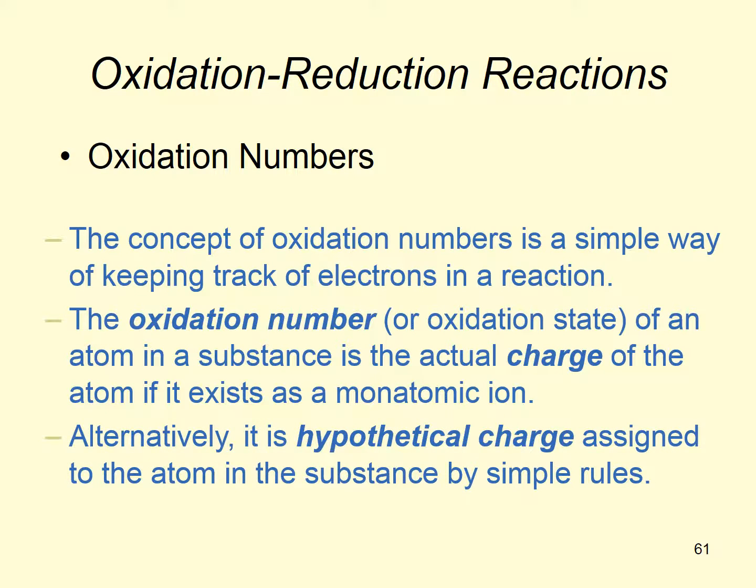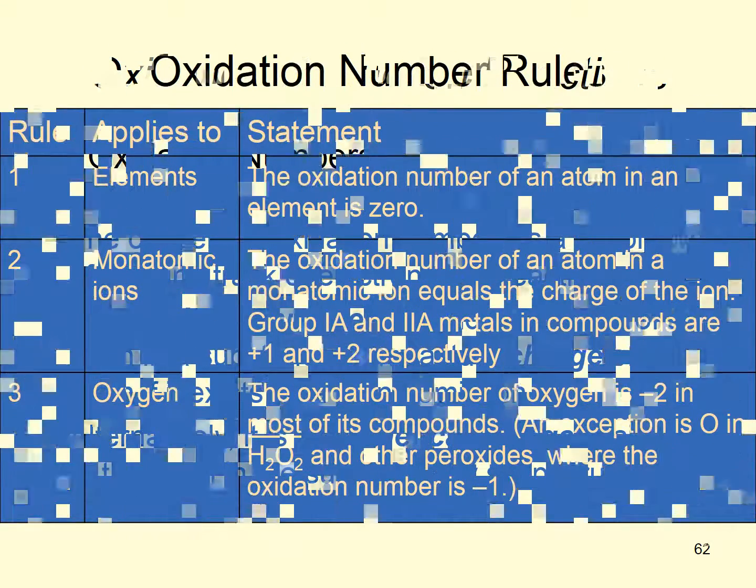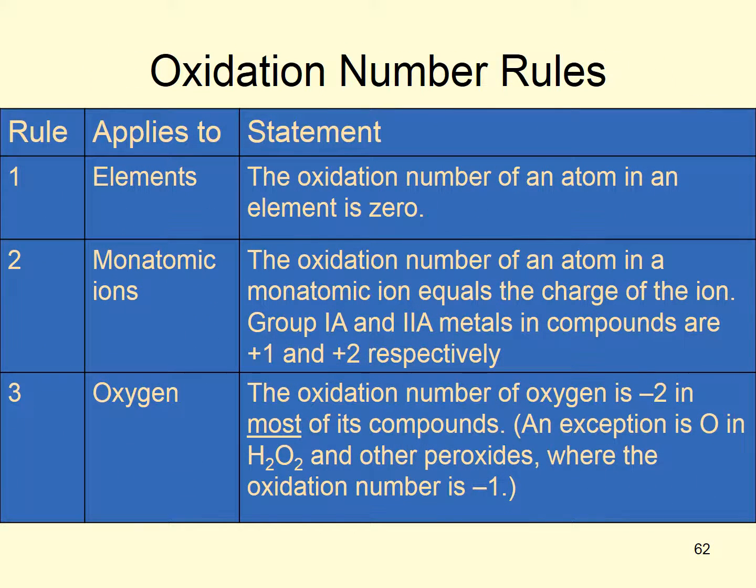So it could be the hypothetical charge of the atom inside a substance. And so we're going to go through the simple rules. Let me go through them first, and then I'll go through some examples. So these are the oxidation number rules, and by using all of these, we can figure out the oxidation numbers. Some of them are very specific, and then others we can figure out using the rules.